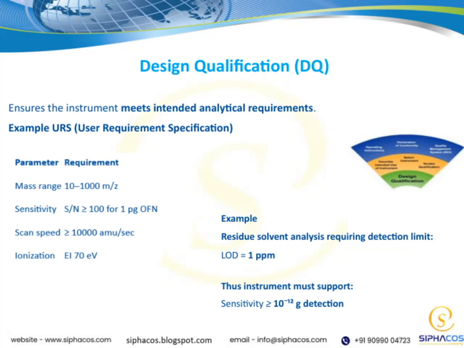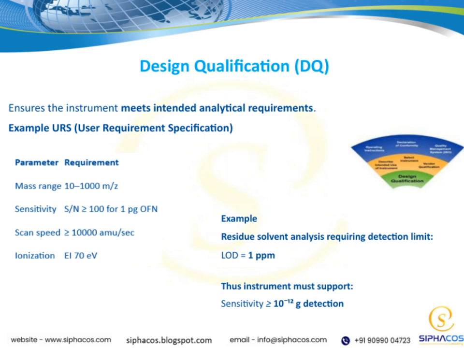Let's take a look at this example. When we're dealing with residual solvent analysis, the detection limit is a critical factor. In this case, the limit of detection, or LOD, is set at 1 ppm. This means our instrument must be capable of detecting extremely small quantities, specifically, a sensitivity of at least 10 to the negative 12 grams. That's incredibly sensitive, but essential for ensuring accurate analysis at such low levels.